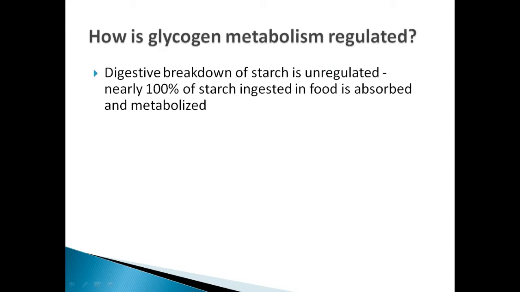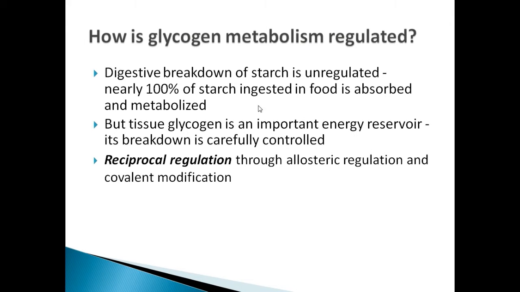Okay, so let's look at the mechanisms of how glycogen metabolism is regulated. Digestive breakdown of starch is unregulated, which means that nearly 100% of all starch ingested in our foods is absorbed and metabolized. But tissue glycogen is an important energy reservoir, and its breakdown is very carefully controlled.